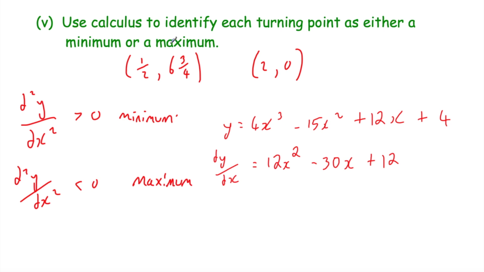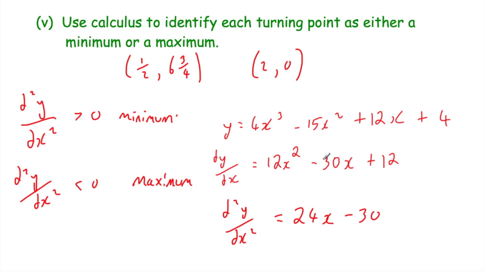To find out if these turning points are minimum points or maximum points, what we do is we then find d2y over dx squared, by differentiating again. So we need to differentiate this. So to differentiate this, we're going to bring the power down. 12 times 2 is 24. And then we've got x, and it was to the power of 2. We're going to reduce that by 1 to then be to the power of 1. So we're just going to write 24x. And then we're going to differentiate minus 30x. That'll just be minus 30. So that's fantastic. We've now found out what d2y over dx squared is: 24x minus 30.